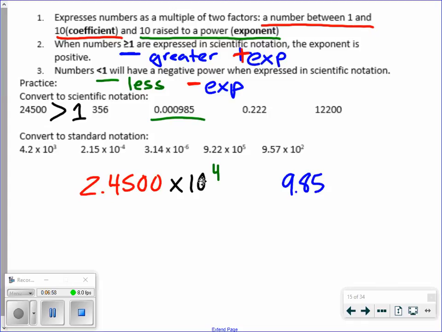Alright, CJ, what do you want me to write next? Times 10, fabulous. Positive or negative exponent? Negative exponent because this is less than 1. Okay, so it's going to be a negative exponent. Okay, so negative something, and then how many times can we move it? 4 again?